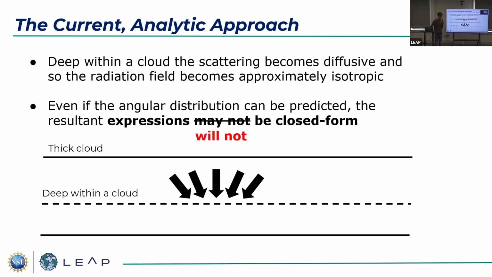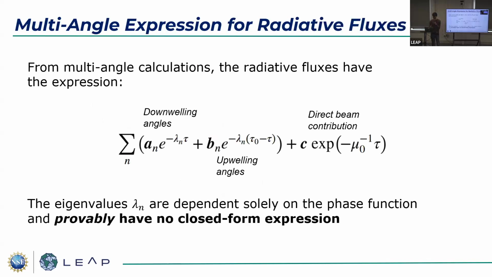And when I say may not be closed form, I actually mean will not, because if we talk about the multi-angle expression, this is the high angular resolution model. We actually know that the radiative fluxes have this expression over here, where n is just, I'm summing over all of the directions that I resolve, and basically when n tends towards infinity, you imagine that you resolve everything next to perfectly, you get convergence, if you will.